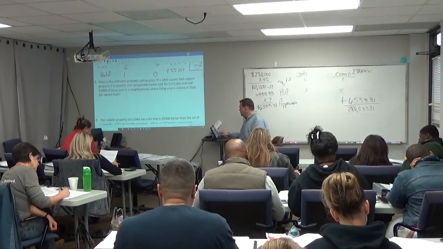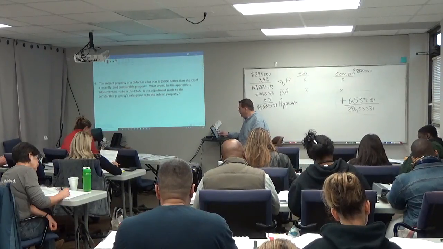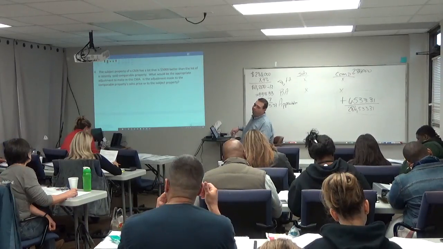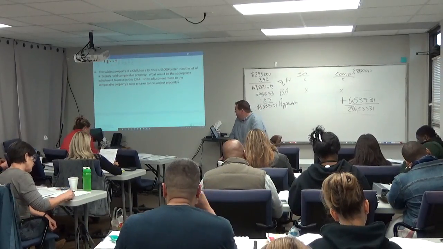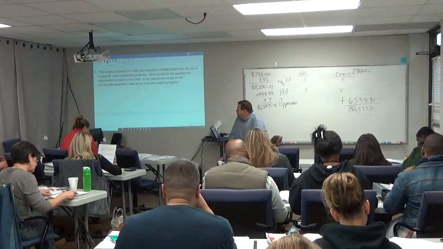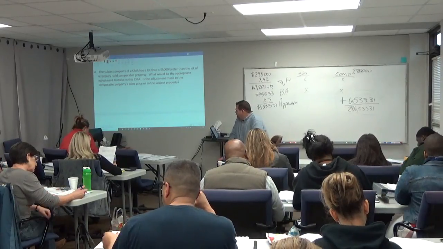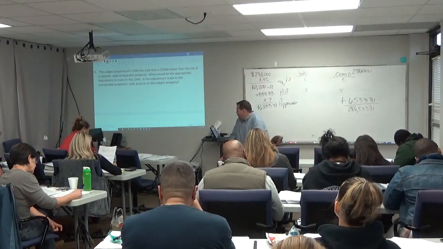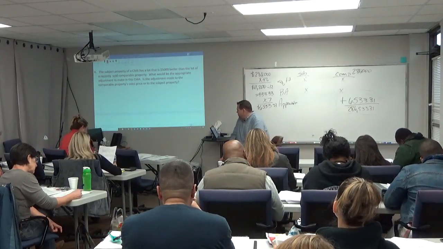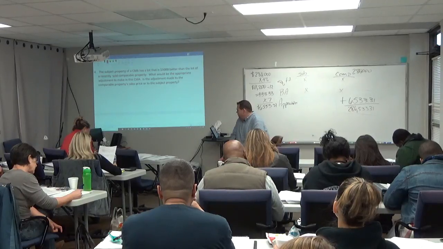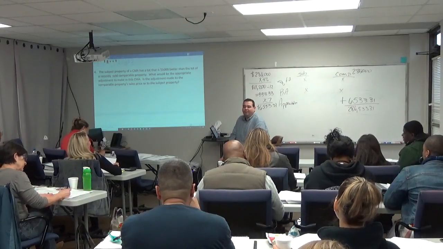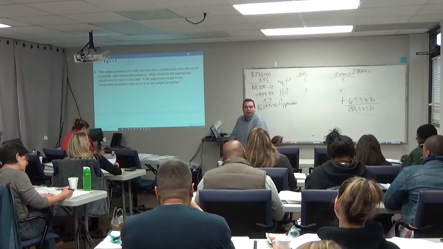All right, I'll let you do number 3 for homework. Number 4. It says the subject property of a CMA has a lot that is $5,000 better than the lot of a recently sold comparable property. What would be the appropriate adjustment to make in this CMA? Is the adjustment made to the comparable property sales price or to the subject property? We'll answer the second part first. It's made to the what? It's made to the comp, right?